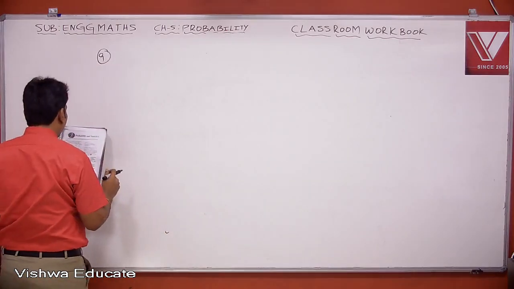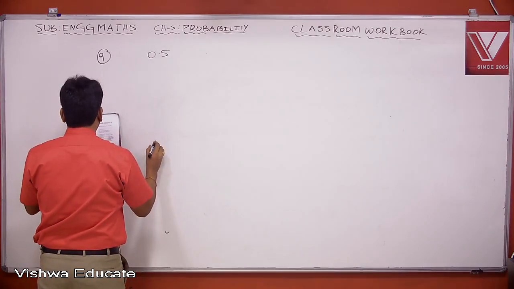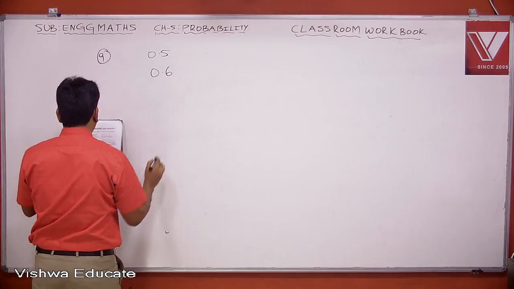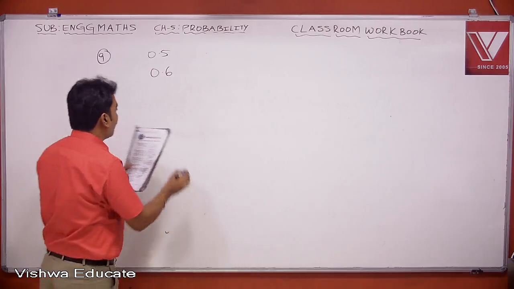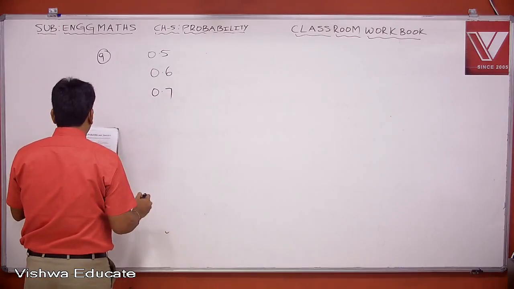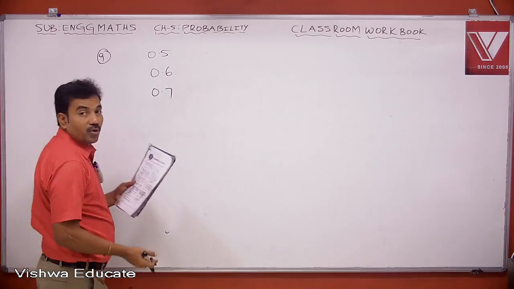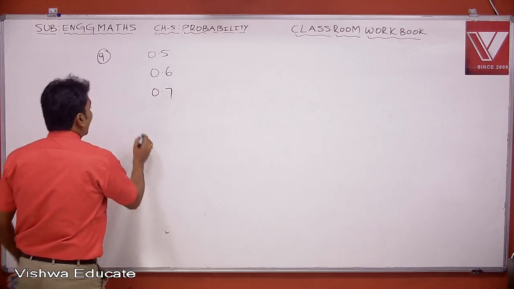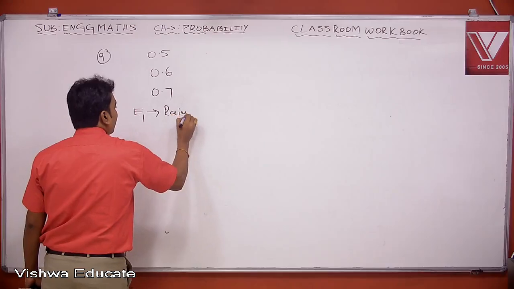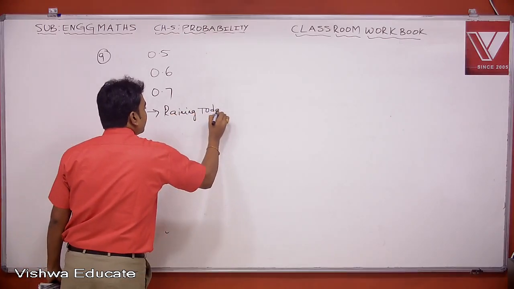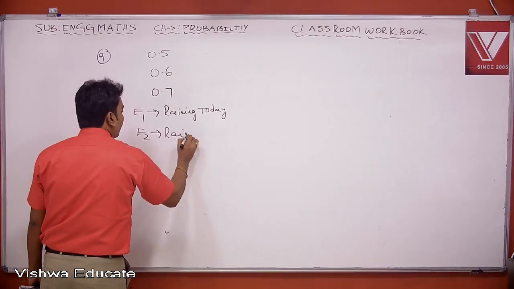The probability that it will rain today is 0.5. The probability that it will rain tomorrow is 0.6, and the probability that it will rain either today or tomorrow is 0.7. Here "or" means union. What is the probability that it will rain today and tomorrow? That is intersection. Now assume that E1 is an event of raining today, and E2 is an event of raining tomorrow.